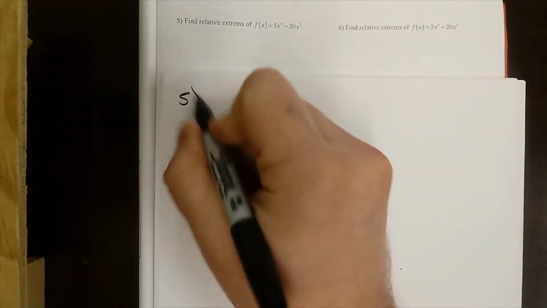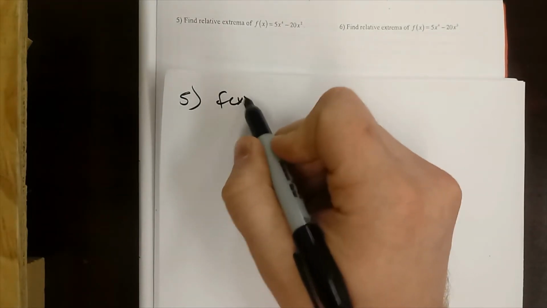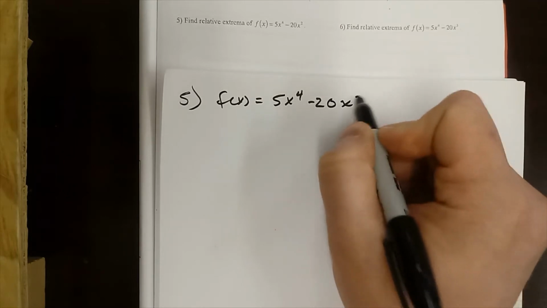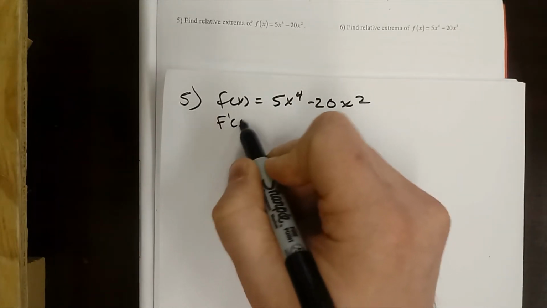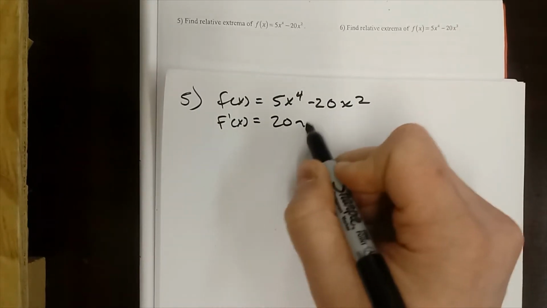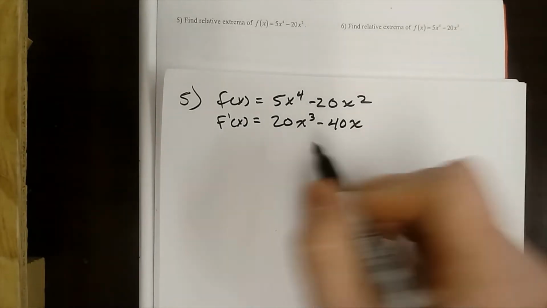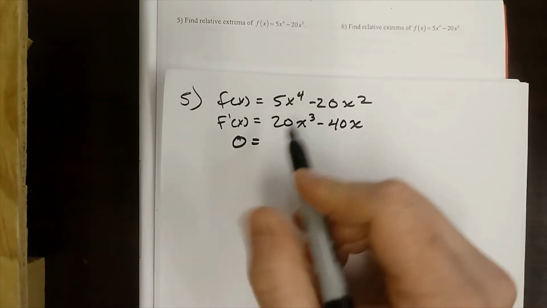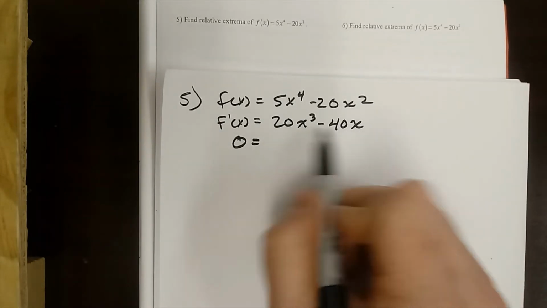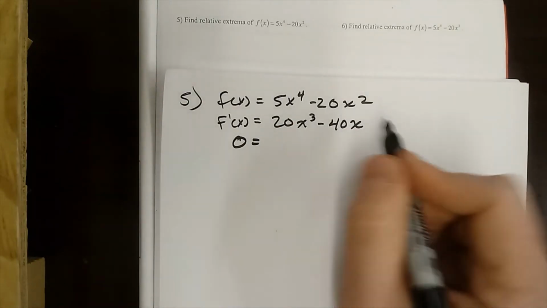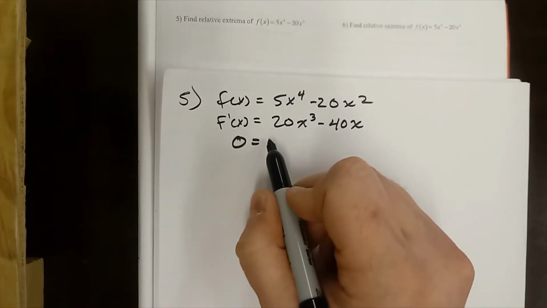Question number 5. It says find the relative extrema of f of x is equal to 5x to the 4th minus 20x squared. All right, so the derivative of this is thankfully simple, 20x cubed minus 40x. So then when we set this equal to 0, remember, I don't have to set this to DNE, it's a polynomial. So polynomials are never DNE. Polynomials exist everywhere for all x values.